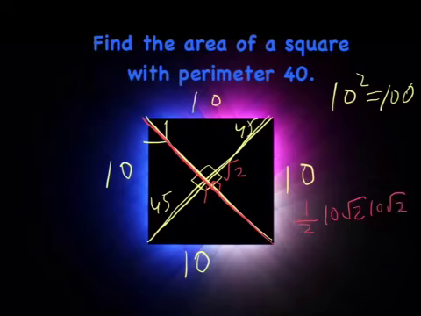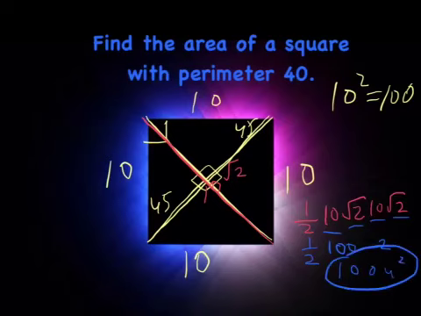And so I have 10 times 10, which is 100. I still have the half out front. Root 2 times root 2 is 2. And 1/2 of 100 is 50, times 2 is 100. So that's in square units as well. And so you'll notice we get the same answer there in both cases.